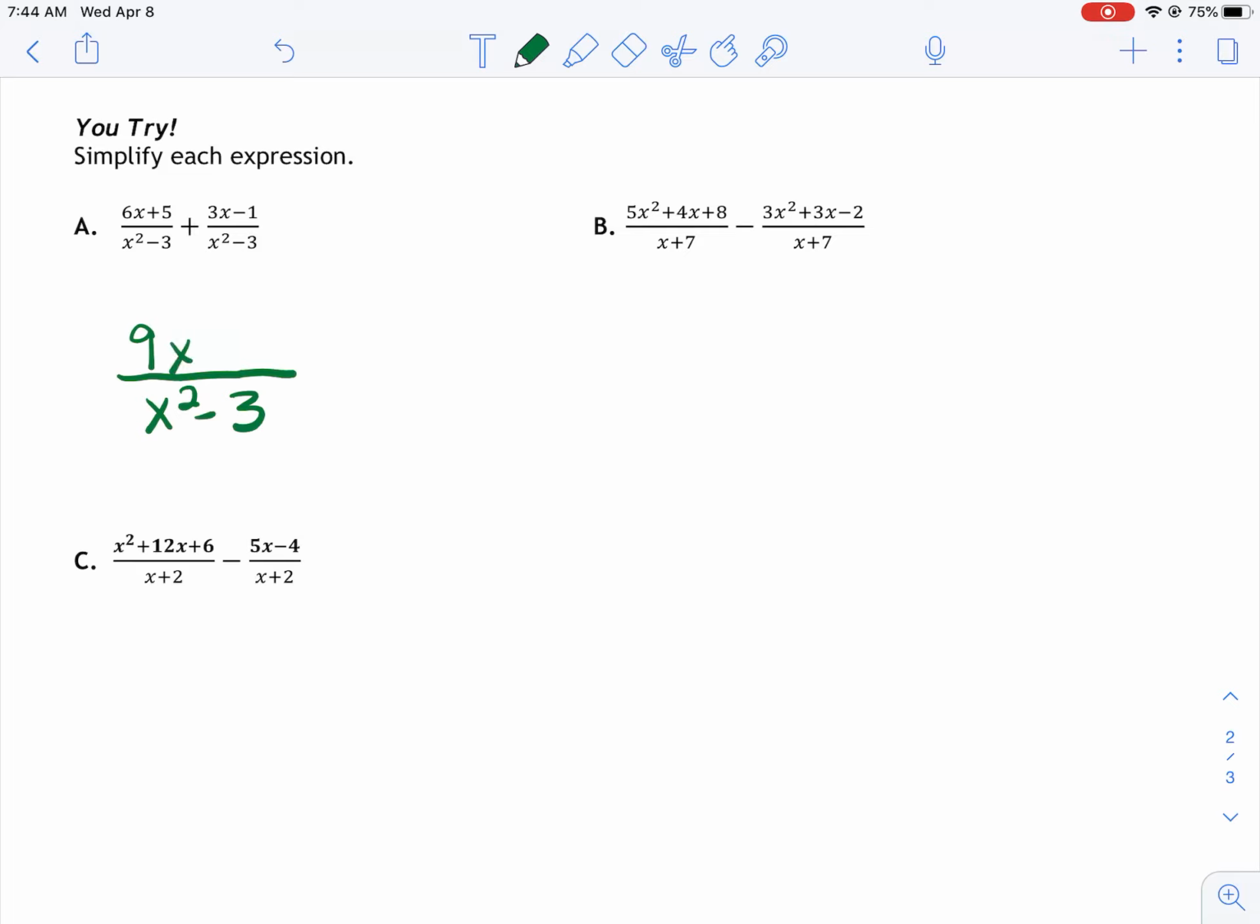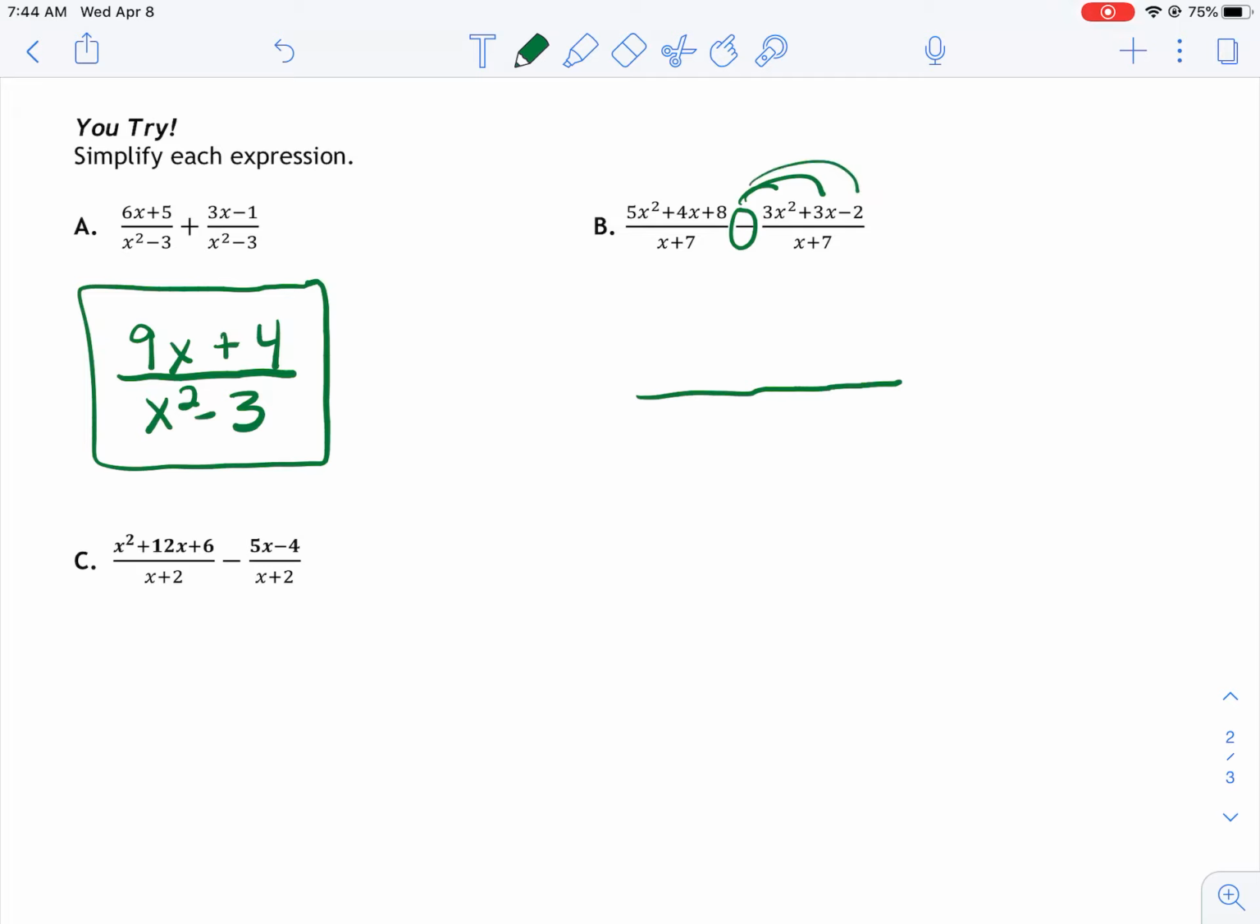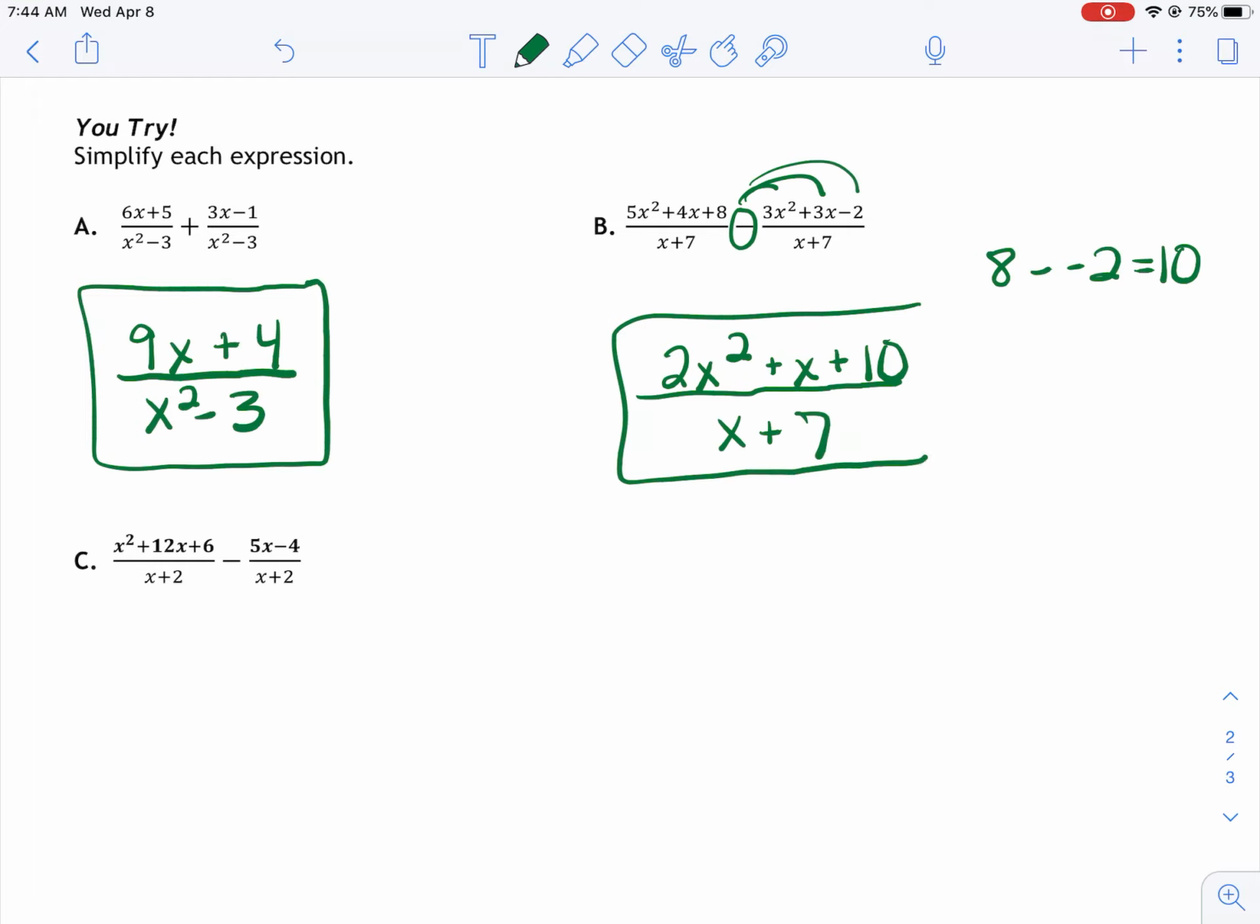Okay, so for this one, 6x plus 3x is 9x, 5 plus negative 1 is plus 4. Okay, this one we're subtracting, so make sure you distribute that minus sign. Your denominator is x plus 7. 5x squared minus 3x squared is 2x squared. 4x minus 3x is x. 8 minus negative 2. Notice when you subtract a negative, it becomes positive.